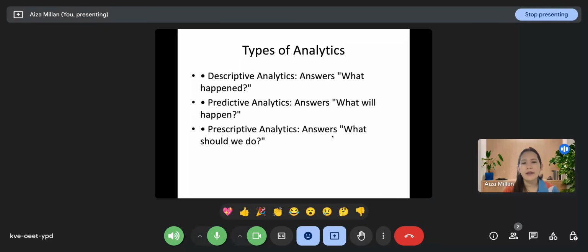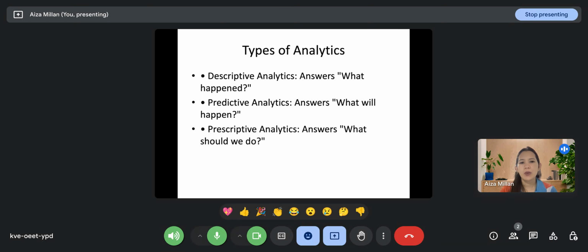Next, let's break down the three types of analytics. These are like the three pillars of business intelligence. First, descriptive analytics. This one focuses on what has happened in the past. It uses reports and also dashboards to summarize historical data. For example, a company might create a monthly sales report to see how revenue has changed.